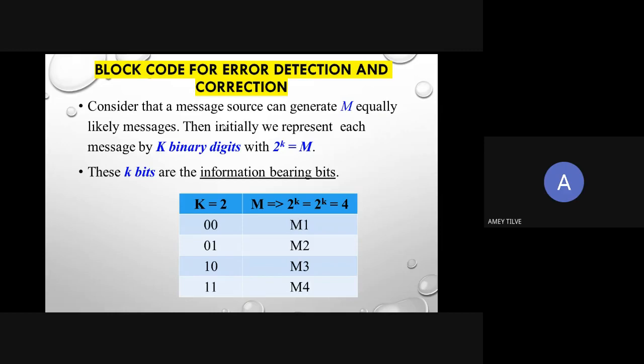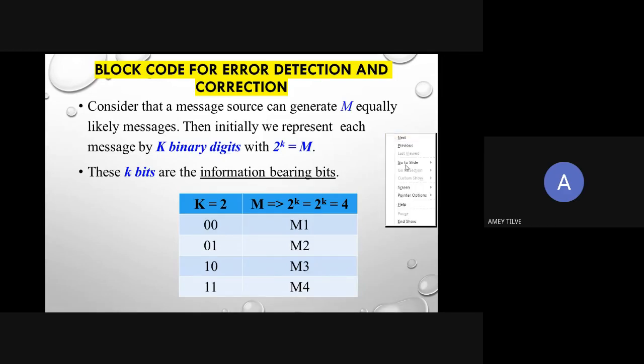Now, your whole message won't be only your k. Along with k, something else will also get added to it. That is nothing but a redundancy bit. Then only you will say that you are generating something called a code word. So as of now, we are calling this message M as 2 raised to k, and these k bits are nothing but information bearing bits.